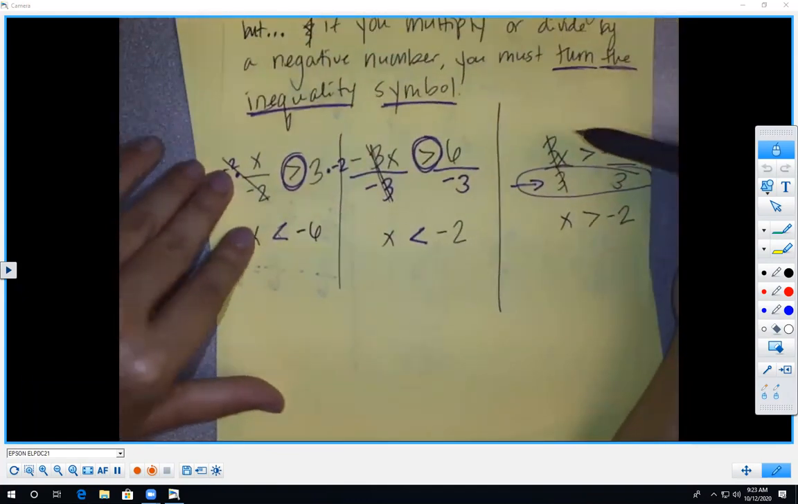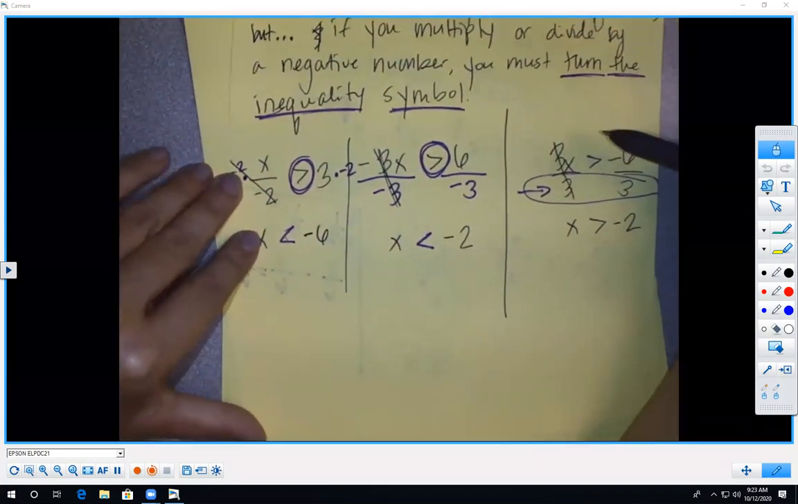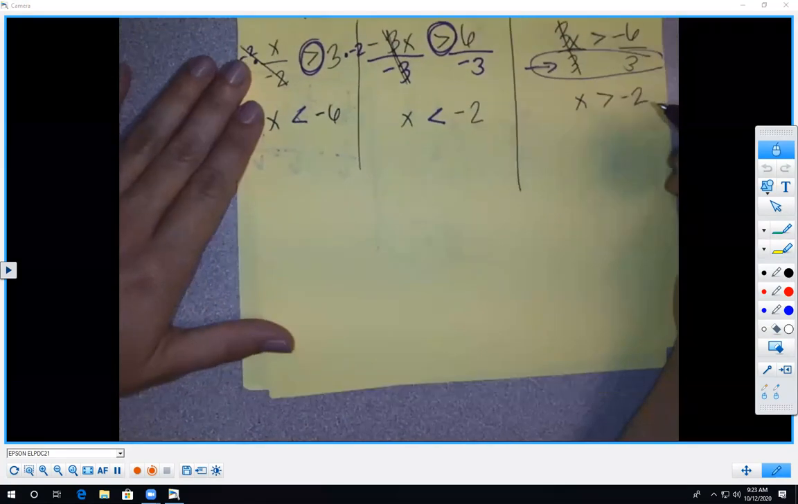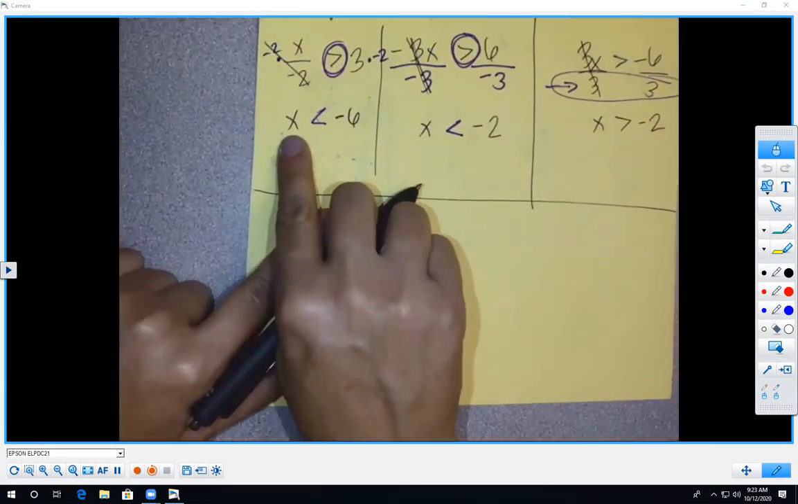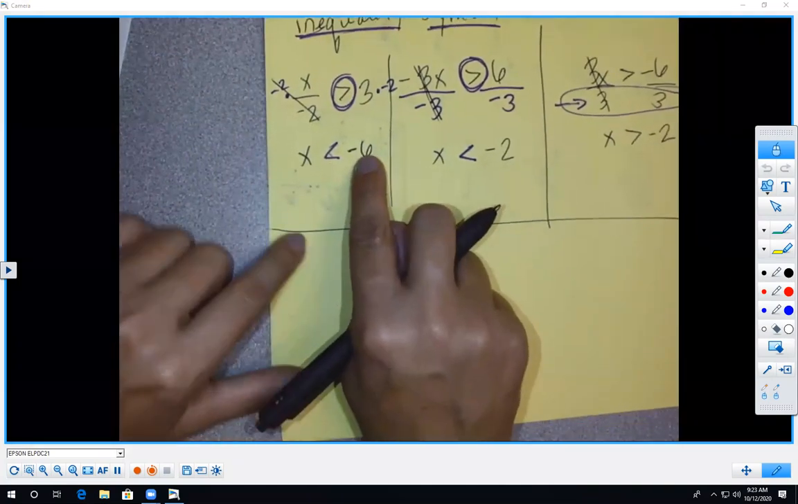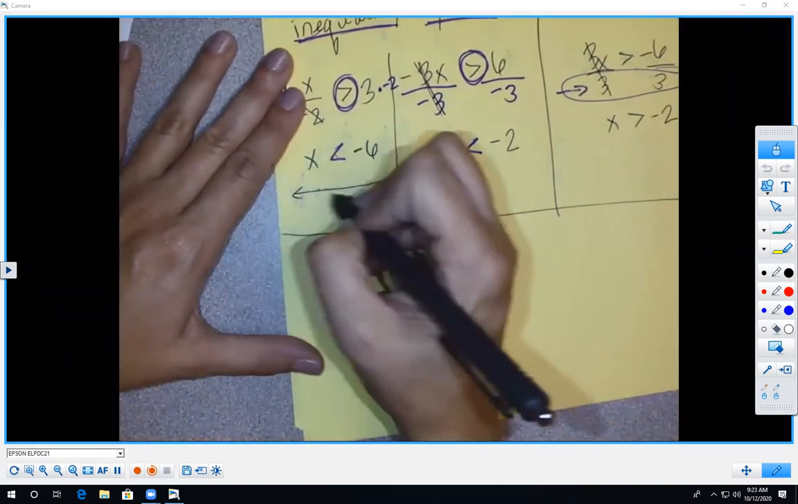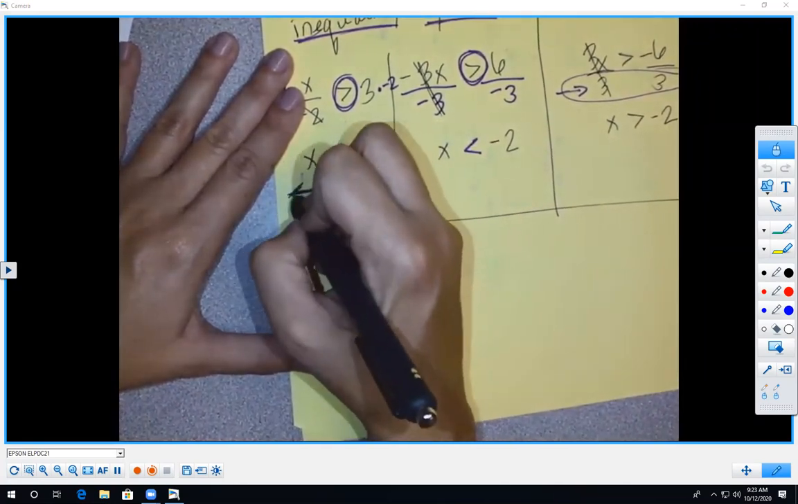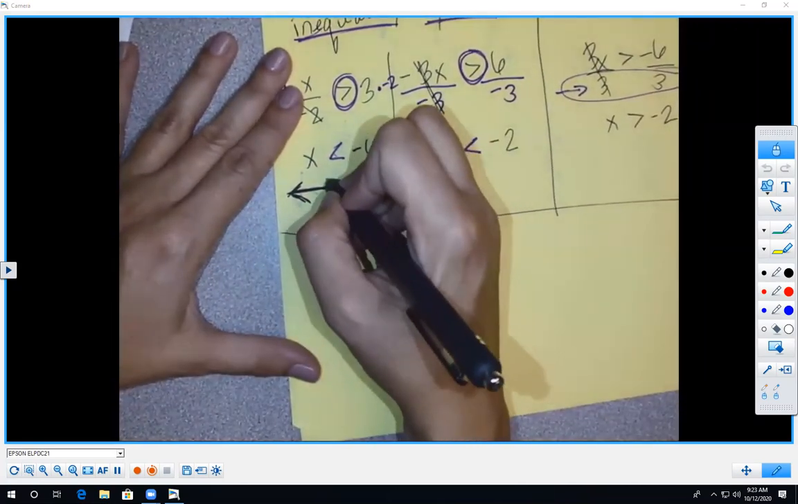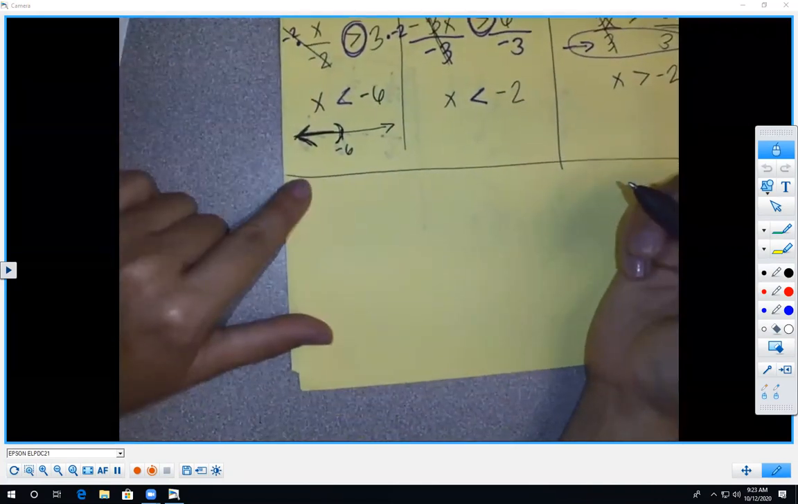When you are writing your answer for these, you have to write an interval notation, okay? Interval notation is easiest to write whenever you have x on the left-hand side, because this says x is less than or equal to -6. If you graph this on a number line, we know it's going this direction. And it's a parenthesis there, remember? How do you write that in interval notation now?